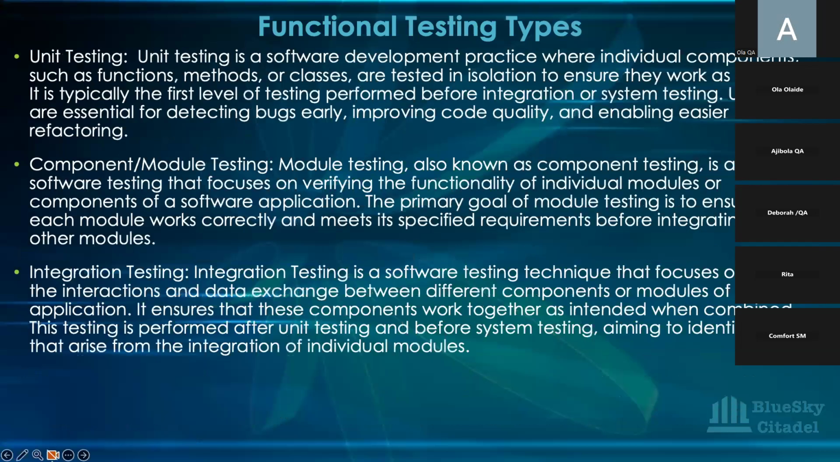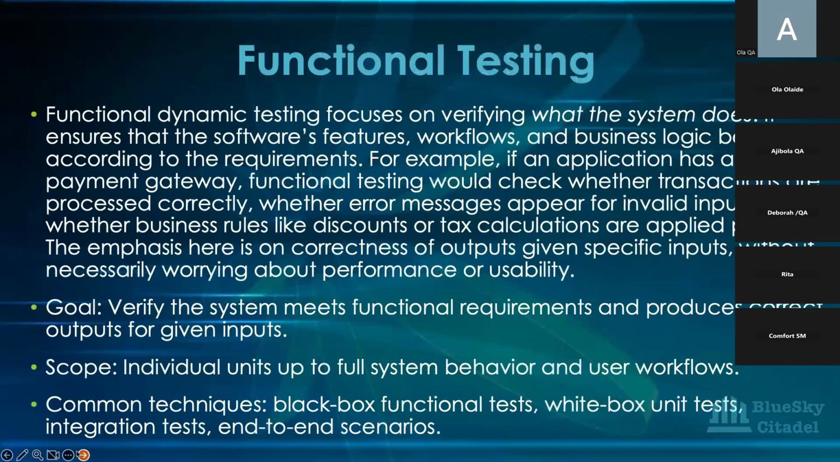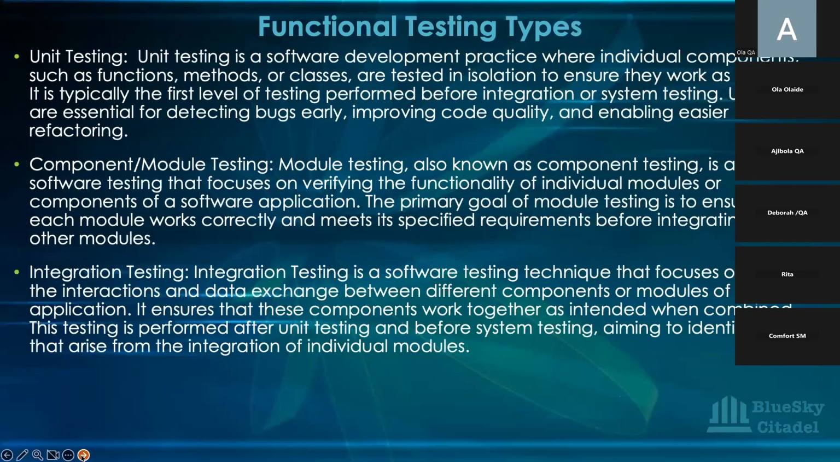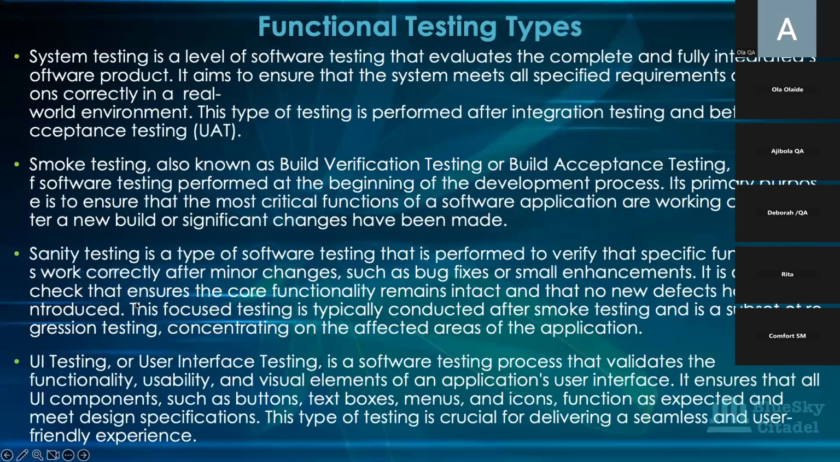The next one is, oh sorry, the next one is sanity testing. Sorry about that. So sanity testing is a type of software testing that is performed to verify that specific functionalities work correctly after minor changes. It involves bug fixes or small enhancements. So our sanity testing is very, very similar to our smoke testing. But for this one, it can happen anytime in the life cycle.